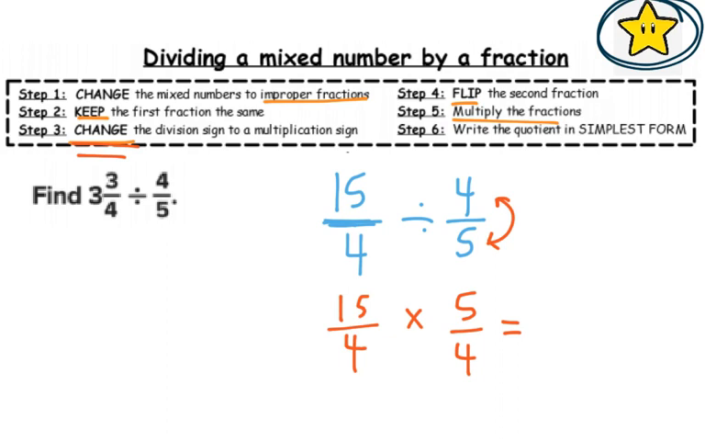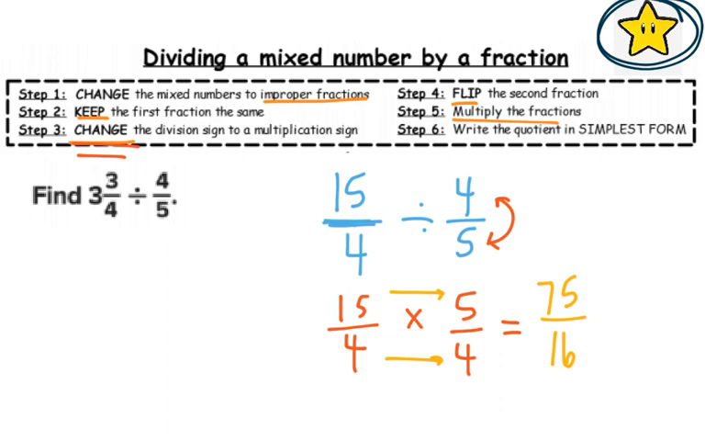We're multiplying by the reciprocal instead of dividing. So now I'm going to multiply straight across the top and straight across the bottom. 15 times 5 is 75. And 4 times 4 is 16. Now this is called an improper fraction, and we don't normally want to leave it as an improper fraction when we get to the quotient, when we get to the answer.